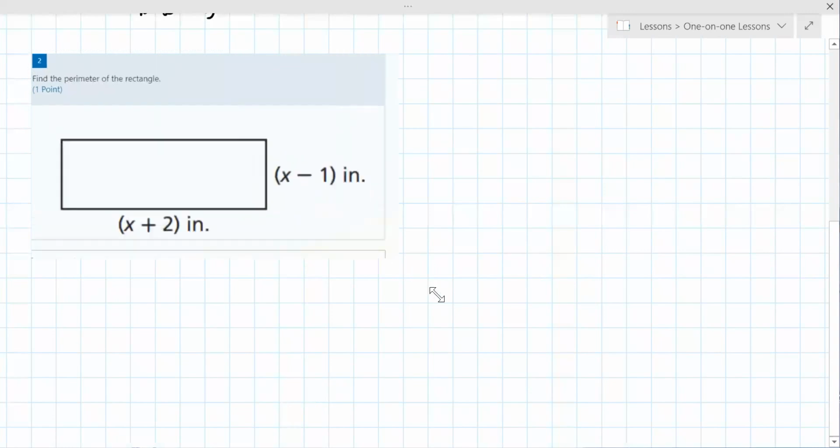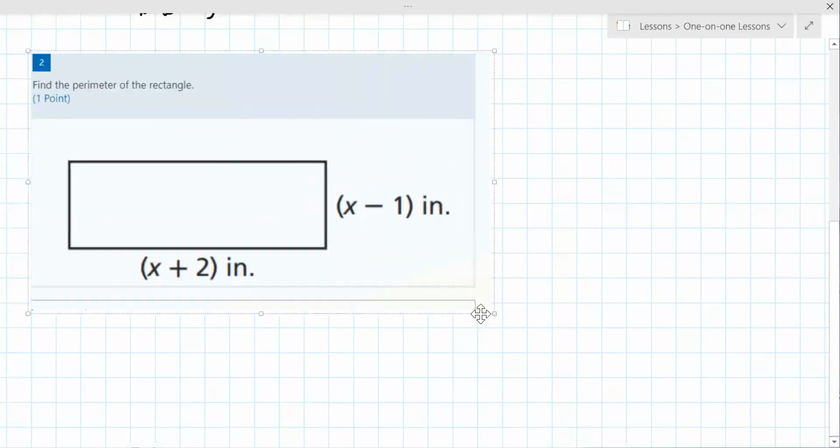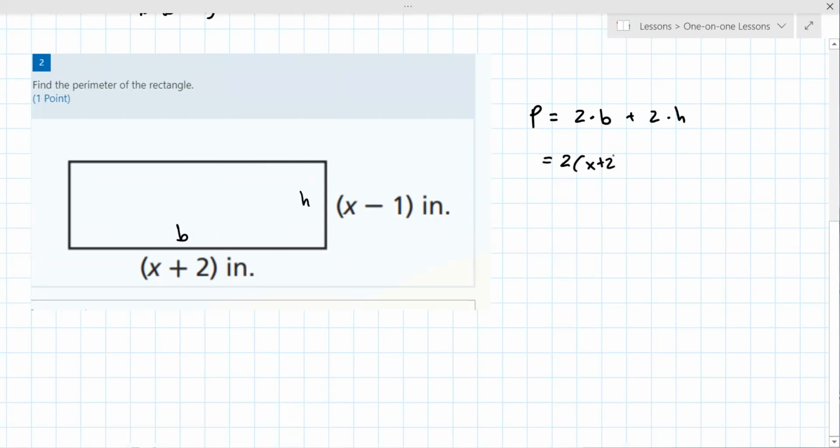Number 2, find the perimeter of the rectangle. So the perimeter is 2 times the base plus 2 times the height, or you can add up all the distances around, but because the base and the height, they're the same on each side, you can multiply by 2. So the base here is x plus 2. That's the base, plus 2 times x minus 1. So 2 times the b, 2 times the height.